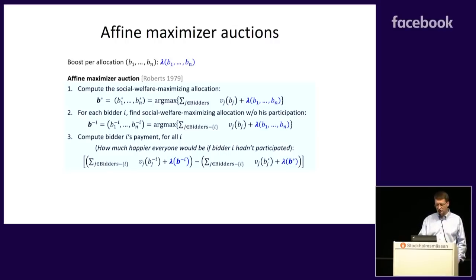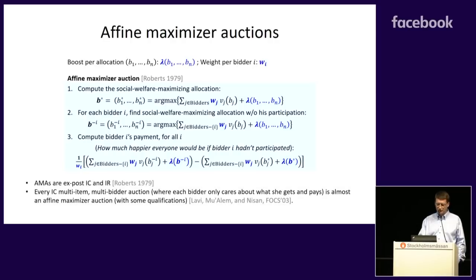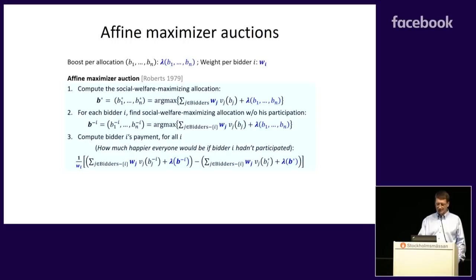But we can do another thing also, which is we can take positive weights w, and we can weight the bidders. So we can multiply the bidders' values with w's, as you can see here, in steps 1, 2, and 3. And now we're going to get a class which are called affine maximizer auctions. This is a class that was introduced by Roberts in 1979. And this class is still incentive compatible, ex post. So we are free to make any of these changes, and we're not going to violate incentive compatibility, and also individual rationality is maintained.